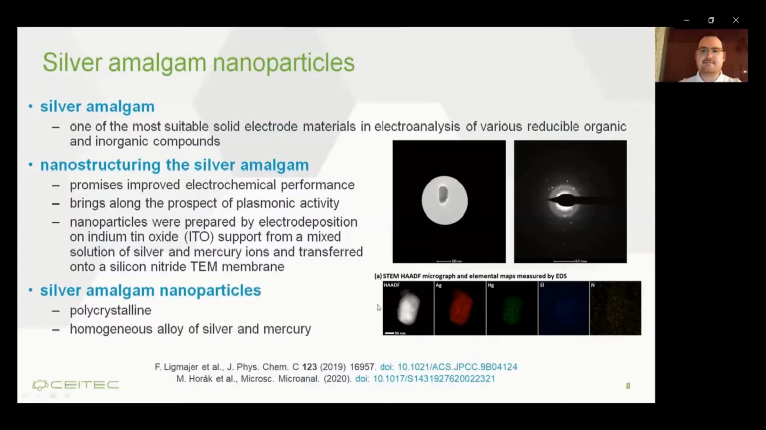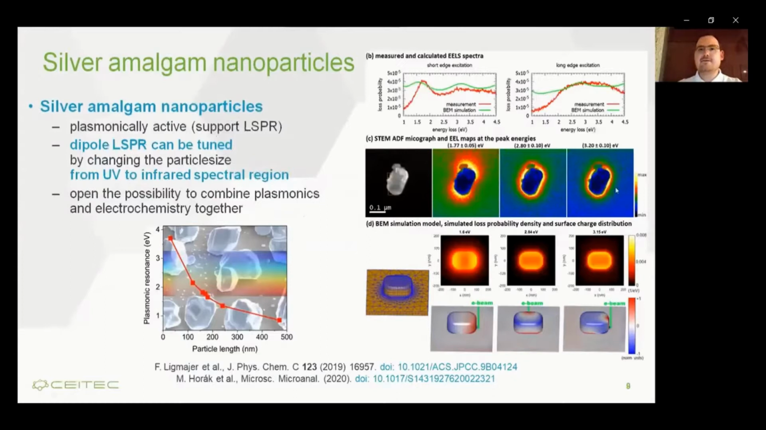Then we did the chemical mapping by STEM EDS, and we found out that the silver amalgam nanoparticles are a homogeneous alloy of silver and mercury, and there are no other contaminants. The only additional signal comes from silicon and nitrogen, which corresponds to the silicon nitride EM membrane. Then we measured the plasmonic activity of these nanoparticles by electron energy loss spectroscopy.